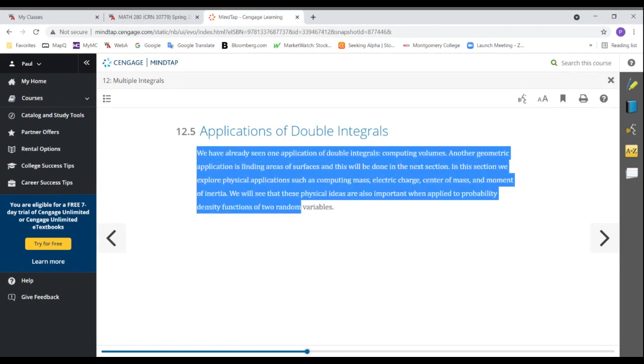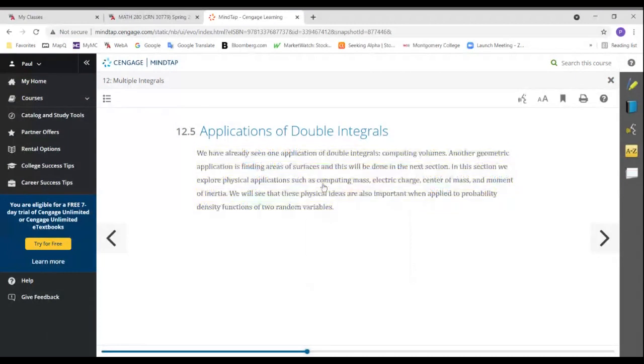So they mention here that we've already seen applications of double integrals. One application is computing volumes. Another application is finding areas of surfaces, and we're going to talk about that on Thursday. In this section, we explore physical applications such as computing mass, electric charge, center of mass, and moment of inertia.